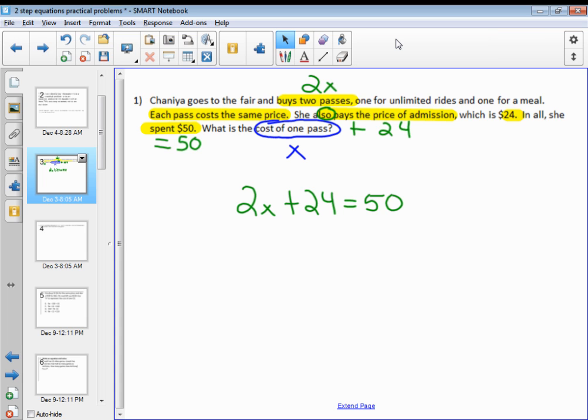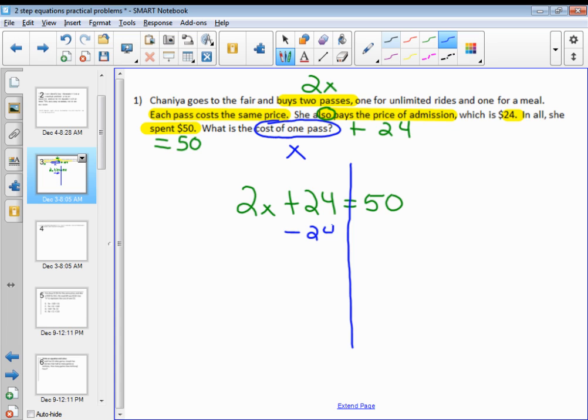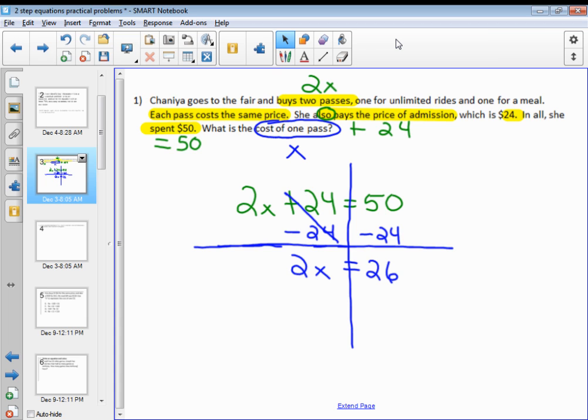To solve this equation, use the same steps that we've been using in class the last couple days. Once I draw my line down the middle, I'm going to start with the number 24 because it's on the same side as the variable and being added to it. Using my inverse operations, I'm going to subtract 24 from both sides of the equation. We didn't do anything with the 2x yet, so I'm going to leave that the same. 24 minus 24 gives me 0, and 50 minus 24 gives me 26. From here, we have the one-step problem of 2x is equal to 26.